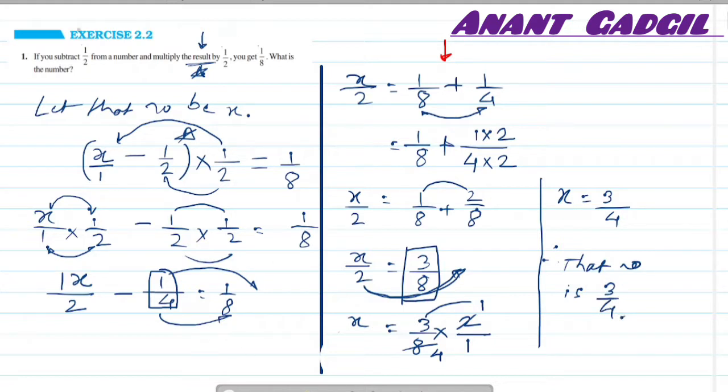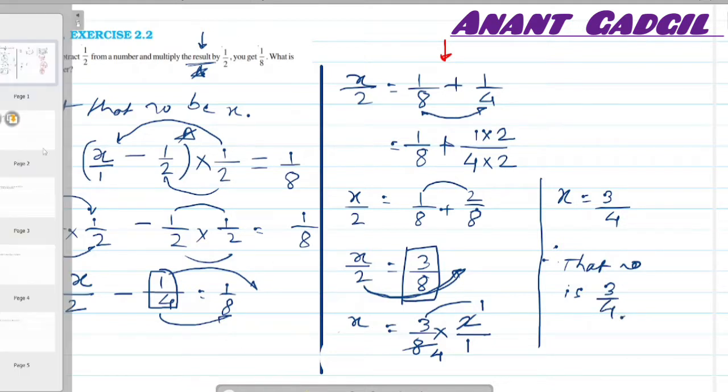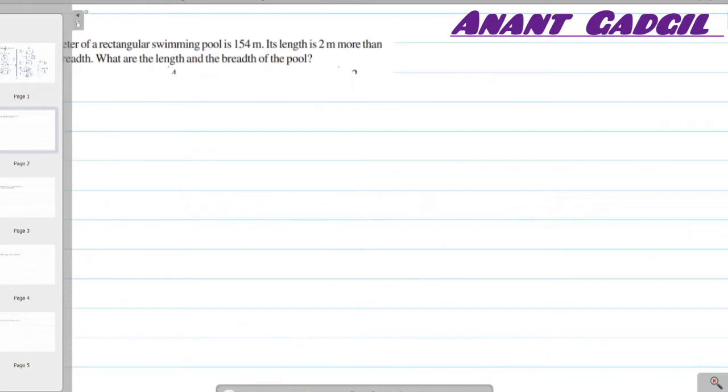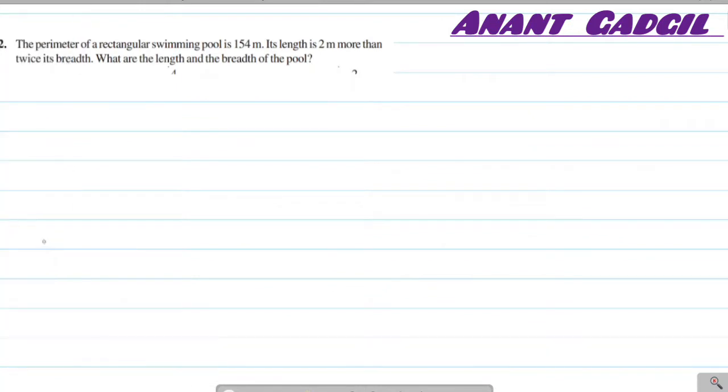I hope you have understood the question. So let's move on to the second question then, friends. So this is the second question. The perimeter of a rectangular swimming pool is 154. They have given us the perimeter. Okay. And they are saying its length is 2 meter more than twice its breadth. Length is 2 meter more than twice its breadth.